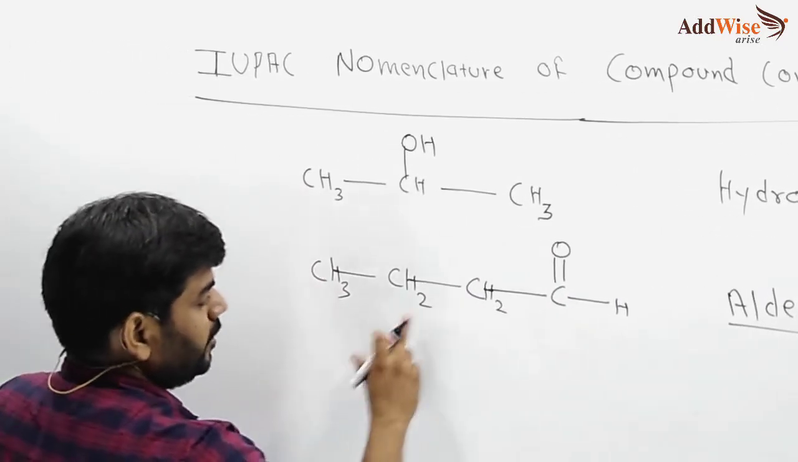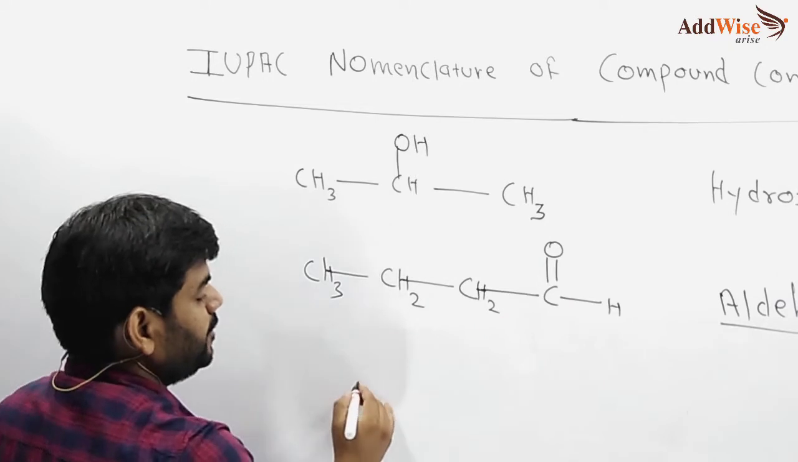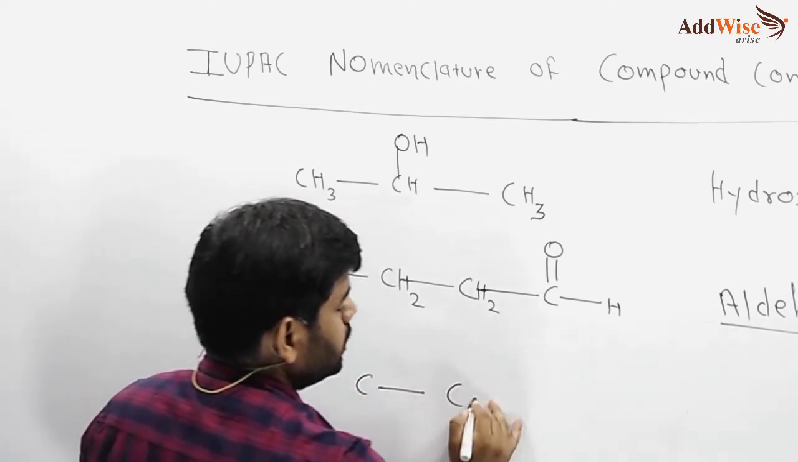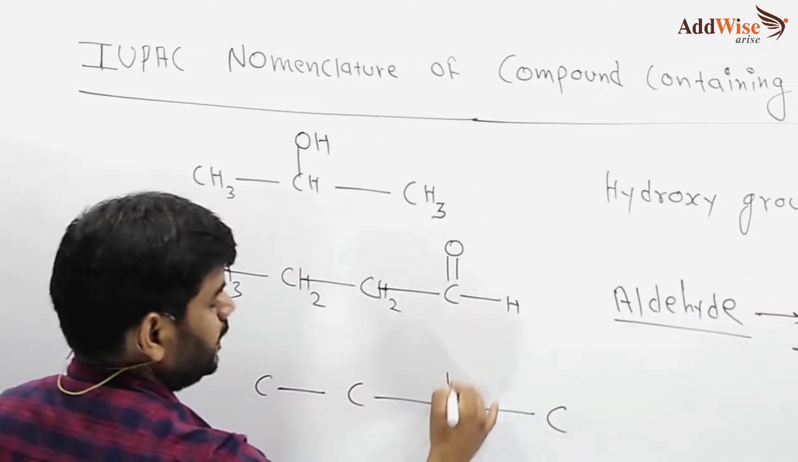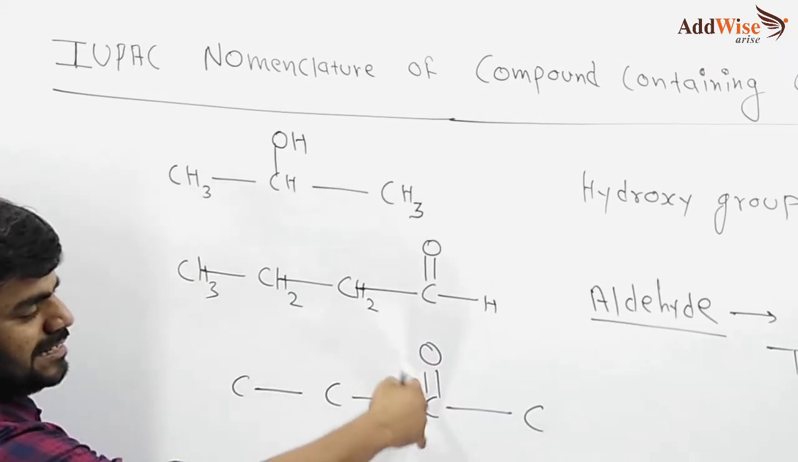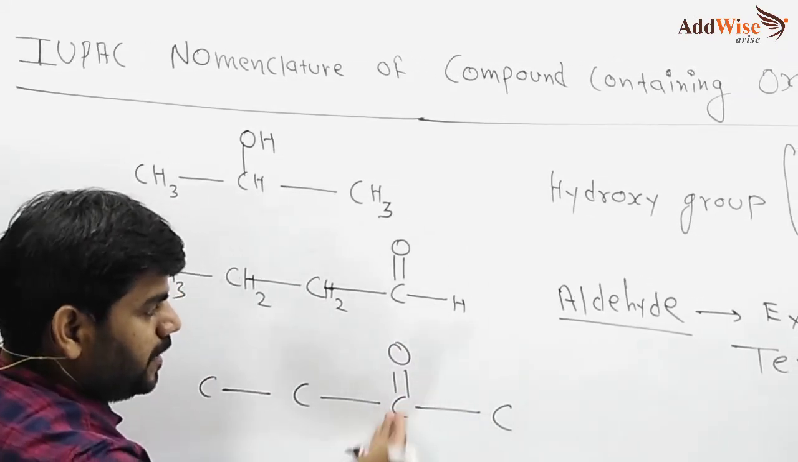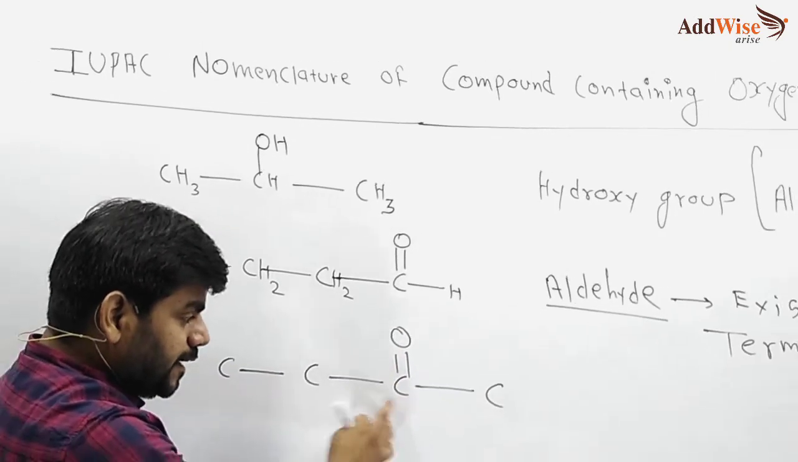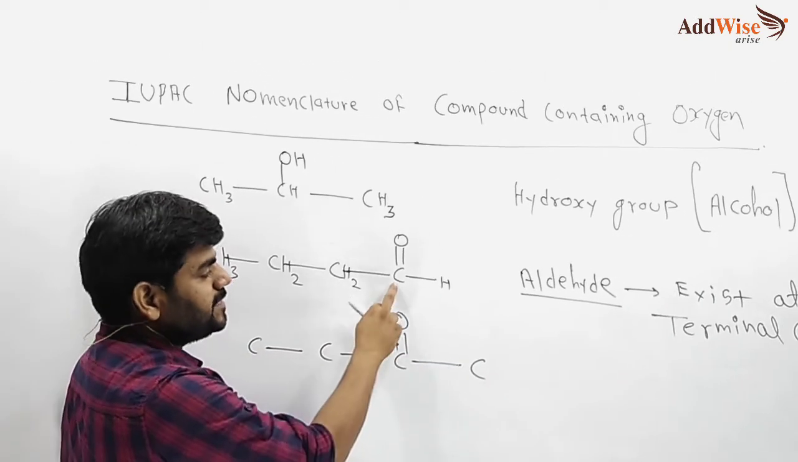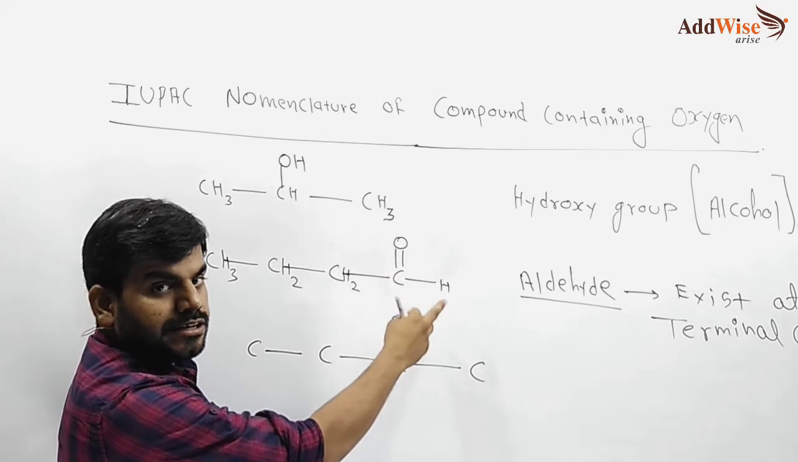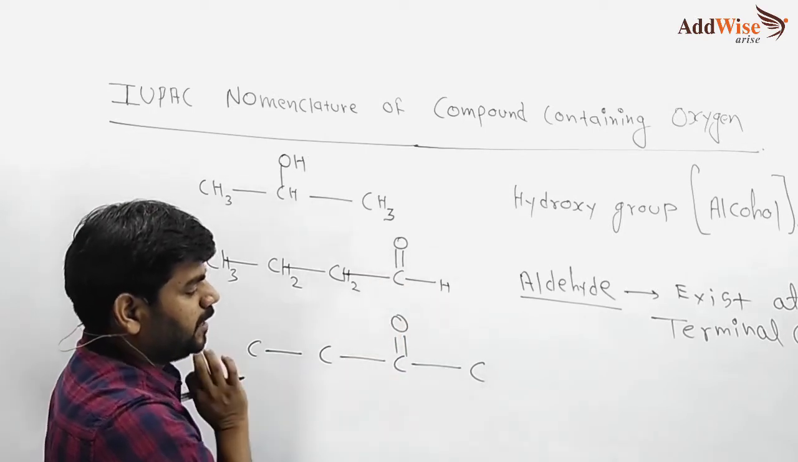Now students, we cannot write the aldehyde group in between the carbon chain. Suppose I write my C double bond O. You can see the valencies are already completed, so we cannot write hydrogen. That's why this aldehyde group can never be written in between the carbon chain. This aldehyde group always exists at the terminal carbon.